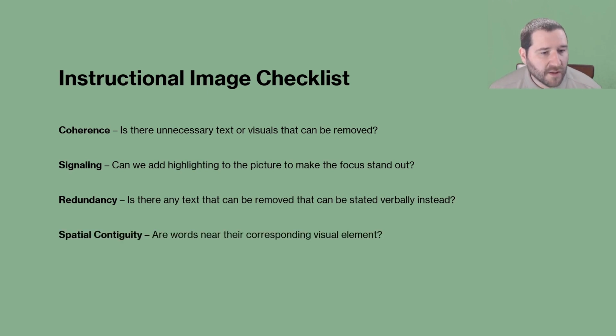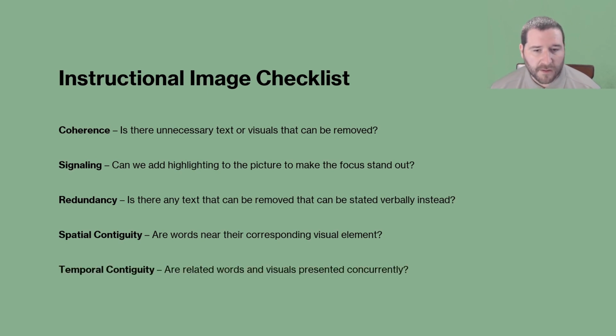For spatial contiguity, ask yourselves, are words near their corresponding visual element? Are the labels in the appropriate spot, or are they way off to the side? Does the user have to look back and forth to a key? That sort of thing. And then finally, temporal contiguity. Are related words and visuals presented concurrently? Are they presented at the same time, or are they presented at different times?